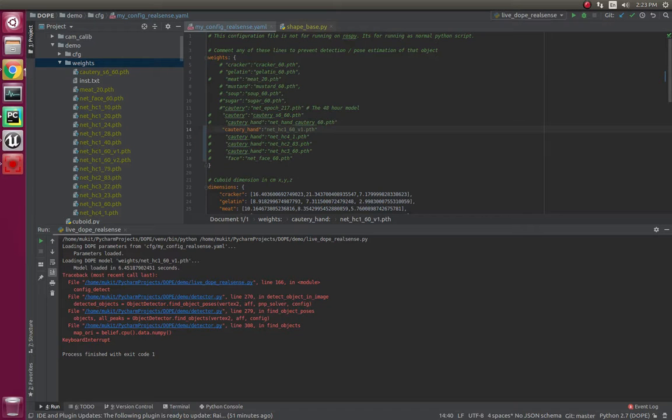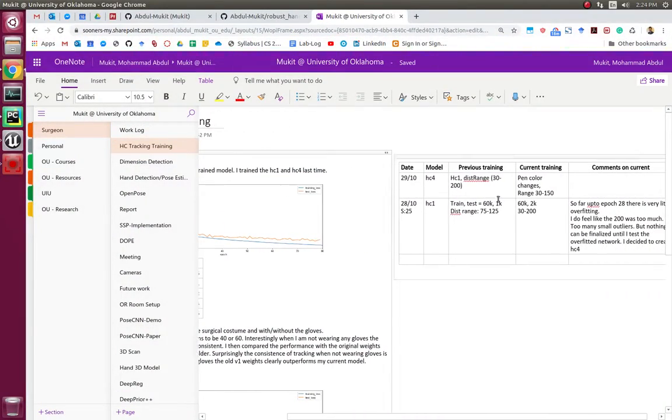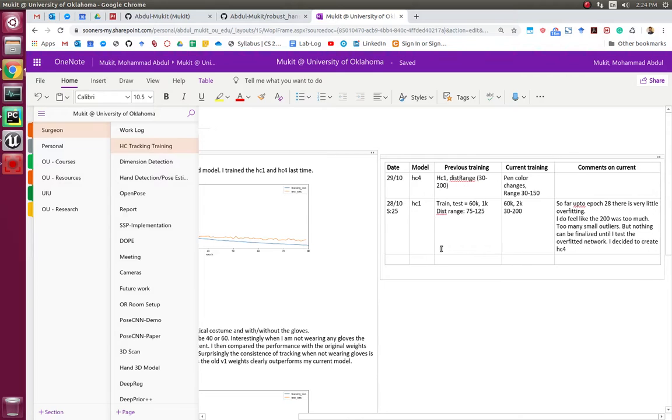So in this video I'm going to compare the performance of my hc1 model, the model that I just trained on 60,000 images, and the model I trained originally. So right now what I'm testing is this hc1, for which I used 60,000 training images, 22,000 test images.